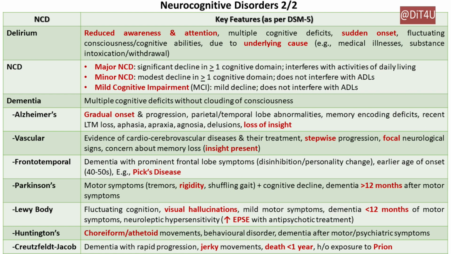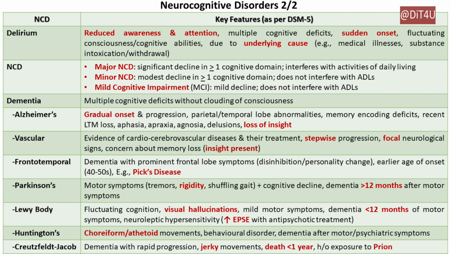Then Huntington's disease is a genetic condition, an autosomal dominant condition, characterized by choreiform or athetoid movements, dance-like writhing movements. Behavioral disorder is seen. Dementia occurs after motor or psychiatric symptoms. So here also the cognitive deficits occur after behavioral disturbance or these dance-like movements.